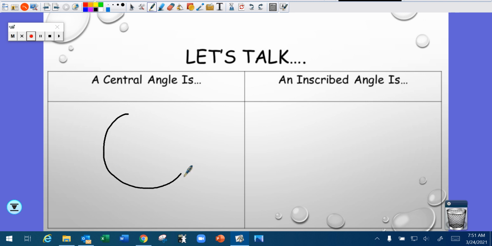And there you go. All right, so let's get some quick things done. I already just showed you a central angle. If this is a central angle here, which is an angle that comes from the middle of the circle to the circumference.